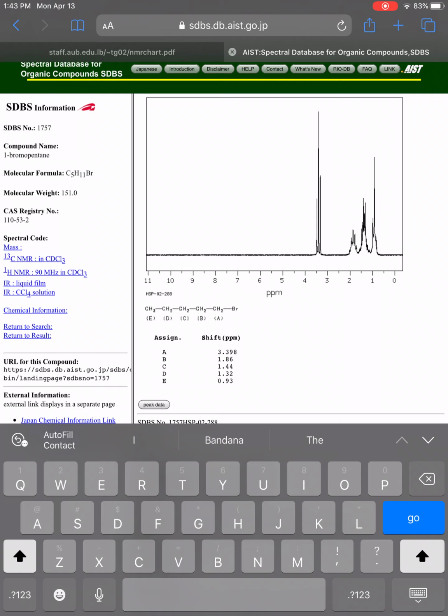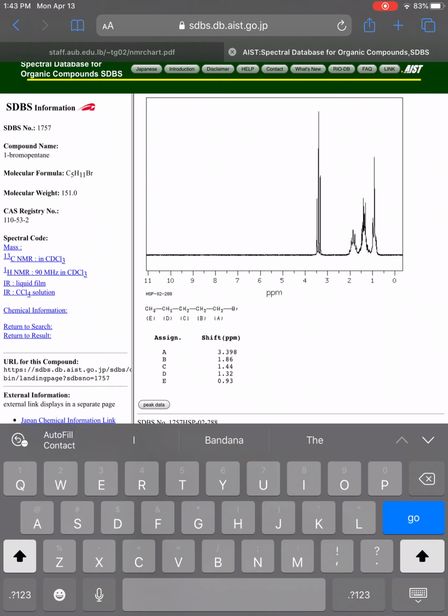1.86. Signal C and signal D kind of overlap each other. They're at 1.44 and 1.32. Signal E is going to be the one that's furthest away from your Br, and it's also the one that's furthest upfield. So you can really see here the effect that the proximity of electronegative atoms has on your signal. The closer it is, the further downfield it is.